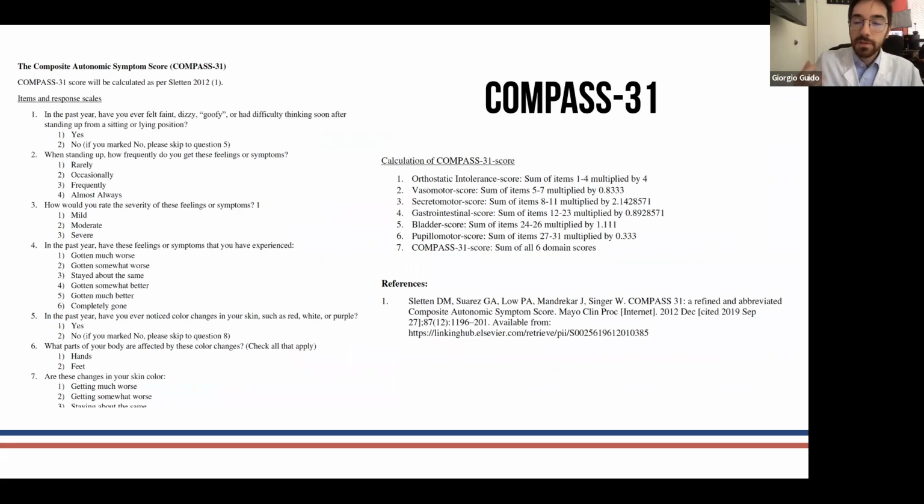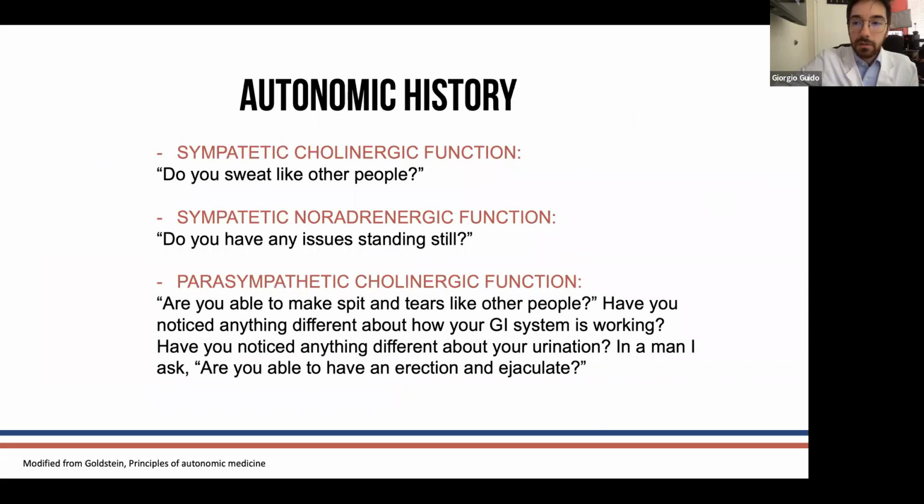So the COMPASS 31 has 7 domains that you can see here, and is useful, for example, when we have disease-modifying treatments to assess periodically the symptoms of the patient. But a practical approach to autonomic history is this one that I modified from Goldstein, Principles of Autonomic Medicine. So we basically reason based on the system.